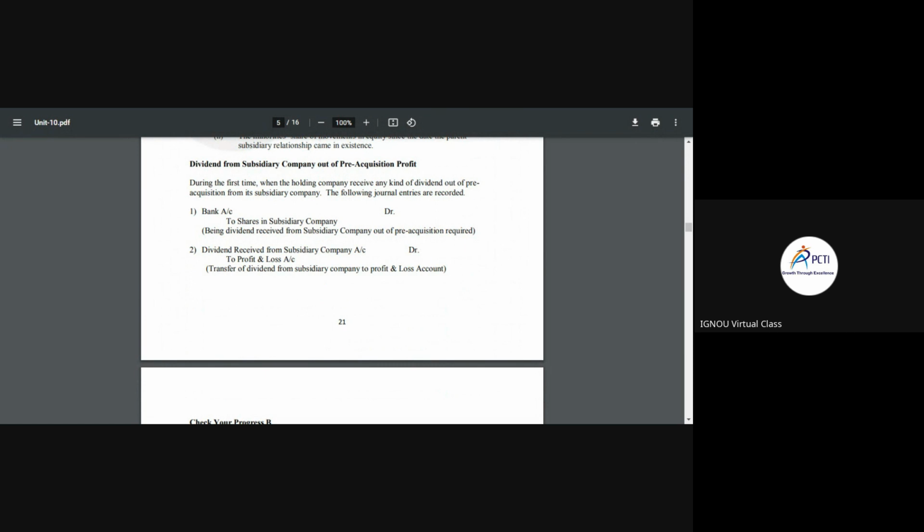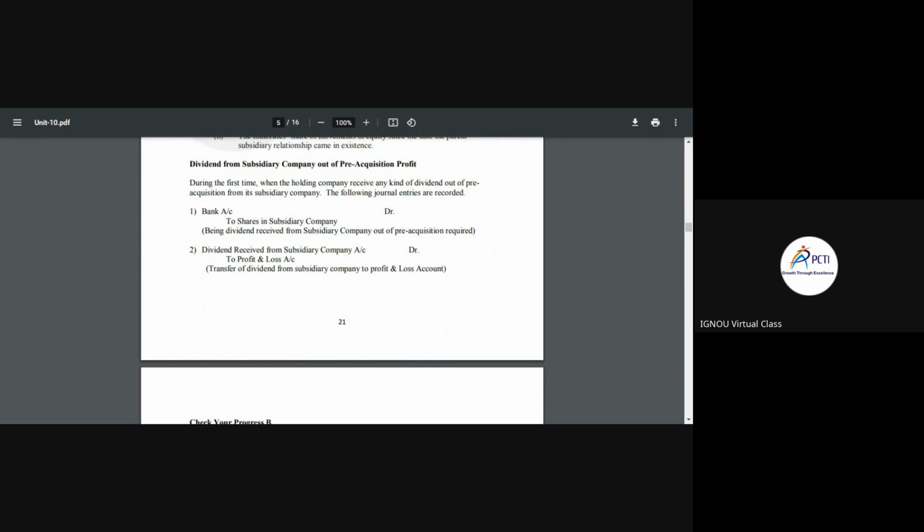Pre-acquisition profit is the profit earned before the company becomes a subsidiary or holding, the profit a particular company has before acquisition. So when the holding company receives any kind of dividend out of pre-acquisition profit from its subsidiary company for the first time, there are some journal entries which we need to record.